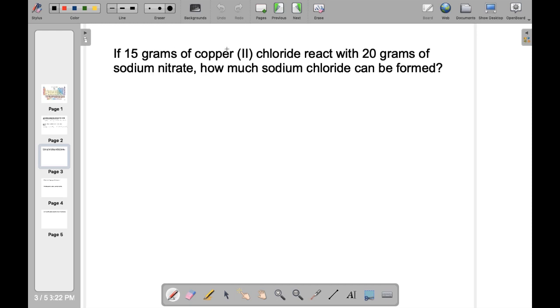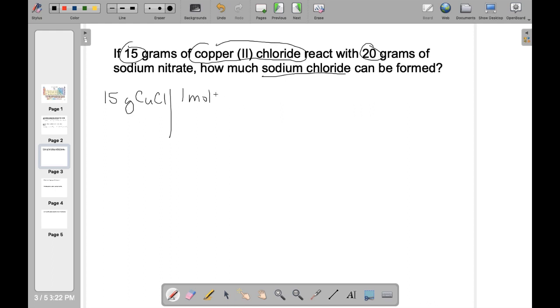Okay, we have 15 grams of copper 2 chloride, and we have 20 grams of sodium nitrate. So, here's the best way to solve these problems. It already asked me how much sodium chloride can be formed. So I'm going to do a mass-to-mass calculation with both of these. I'm going to start with 15 grams of copper 2 chloride. So if I start with 15 grams of copper 2 chloride, I will convert it to moles.